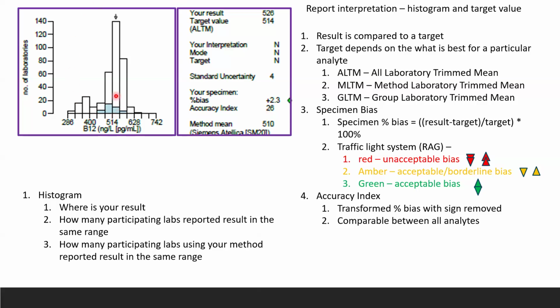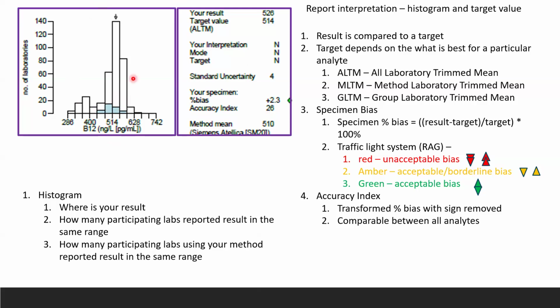So first of all, I'll start with the histogram, and the histogram is a quick visual report of our results, which are compared to other participants. It tells us if our lab results are in consensus with others, and also if we are in consensus with our method. So how does our result compare to our target and to our method group?